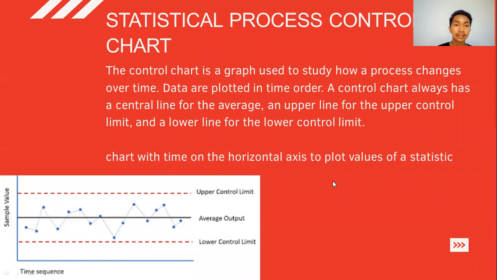The last one is statistical process control chart. The control chart is a graph used to study how a process changes over time. Data are plotted in time order. The control chart always has a central line for the average, an upper line for the upper control limit, and a lower line for the lower control limit. Or this is a chart with the time on the horizontal axis to plot values of a statistic.